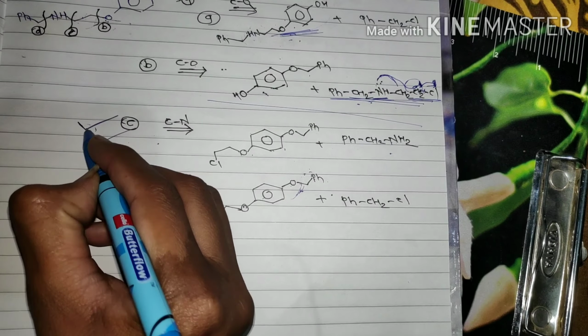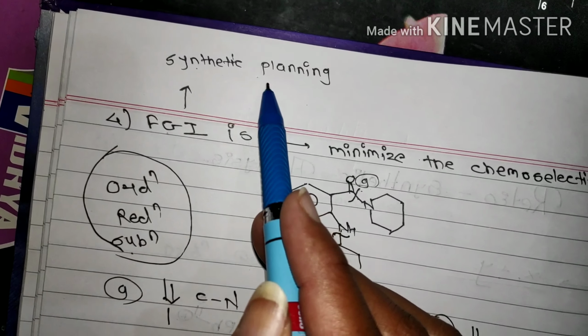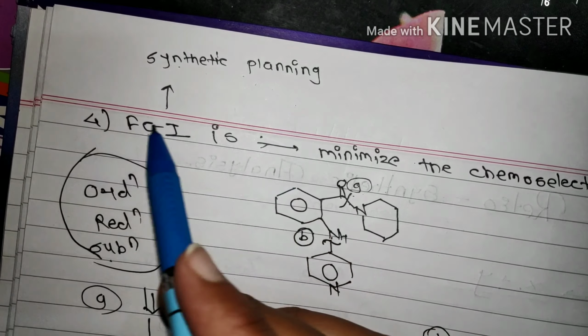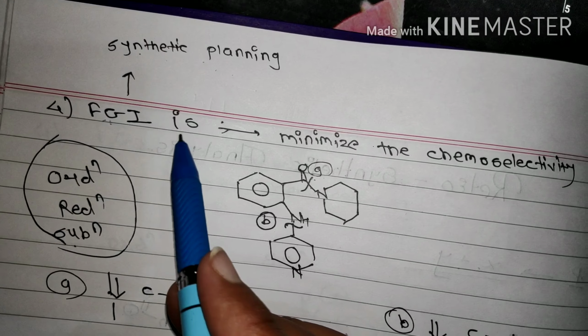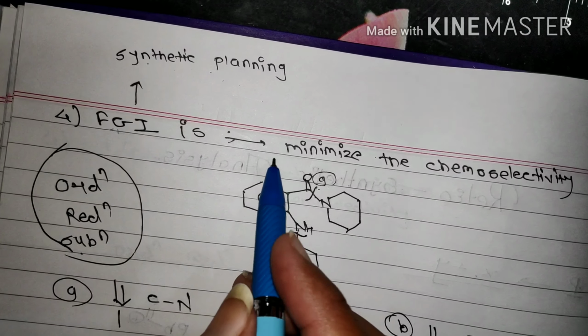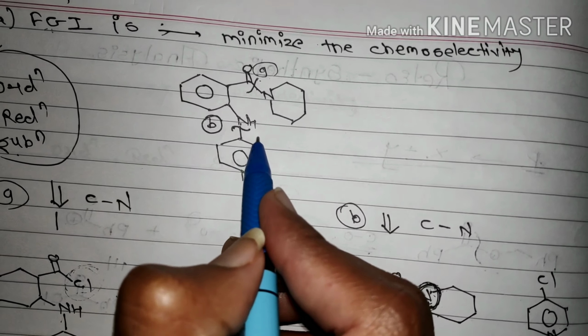The fourth type is FGI, functional group interconversion. FGI is the process of converting one functional group into another to help the synthetic planning. So FGI, functional group interconversion, is used to minimize chemoselectivity problems. And this is the example.